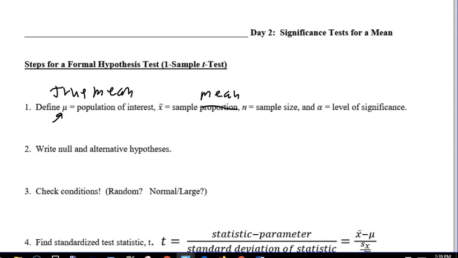Remember, if it's not stated, the level of significance is always 0.05. So if they don't tell us it's 10%, we're going to go with 0.05. If they tell us something different, we use it. But we go with 0.05 as the standard.